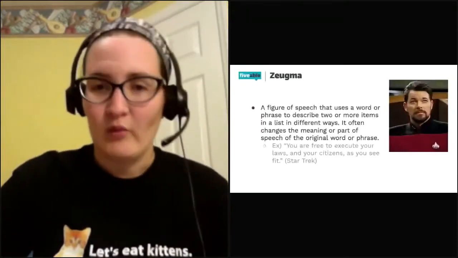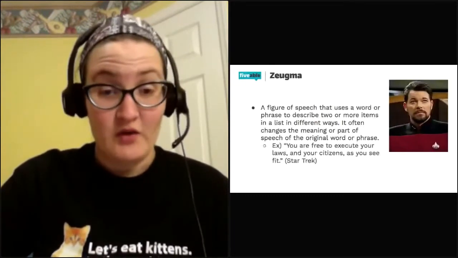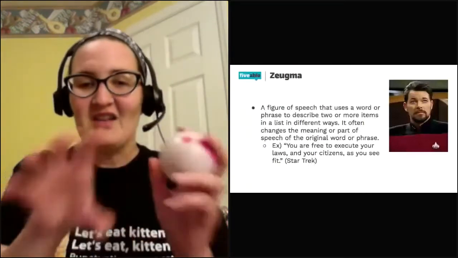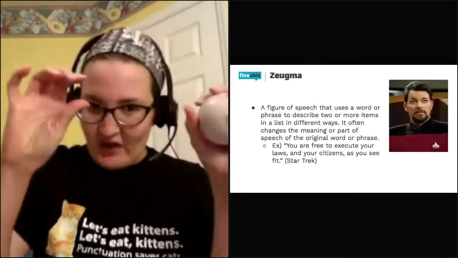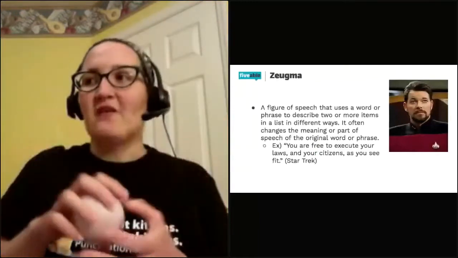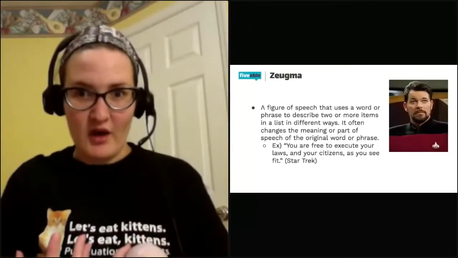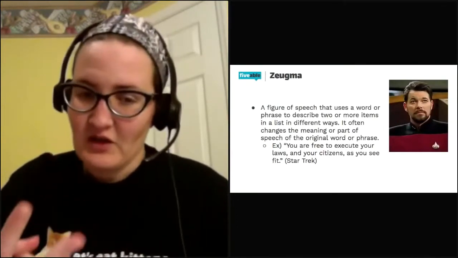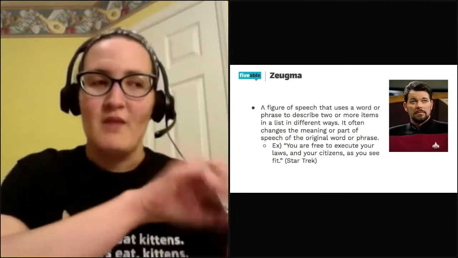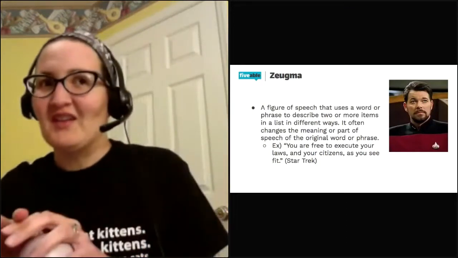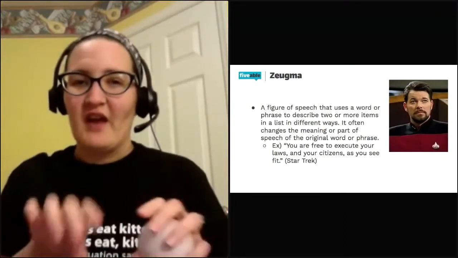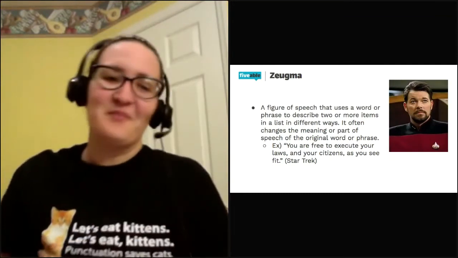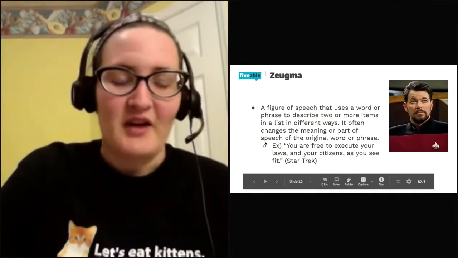For example, and this is why Riker's on here: you are free to execute your laws and your citizens as you see fit. It's a sentence that uses the word execute to change a definition, usually for a humorous or ironic effect. So execute is used in two different definitions: execute your law, to make it happen, or execute your citizens, as in to kill them. It's going for that wow factor, or maybe it's criticizing them. And it was Riker who said that.